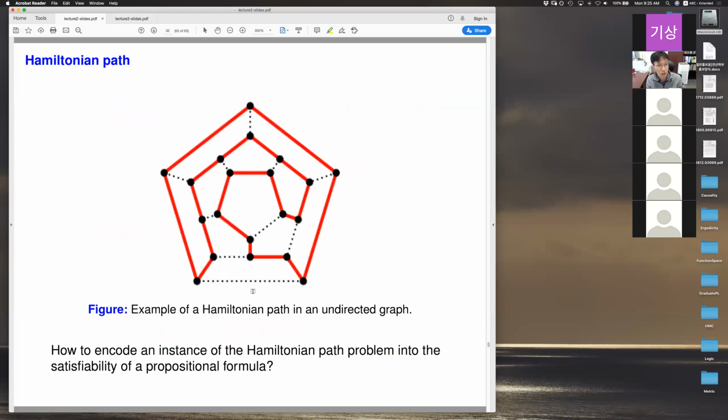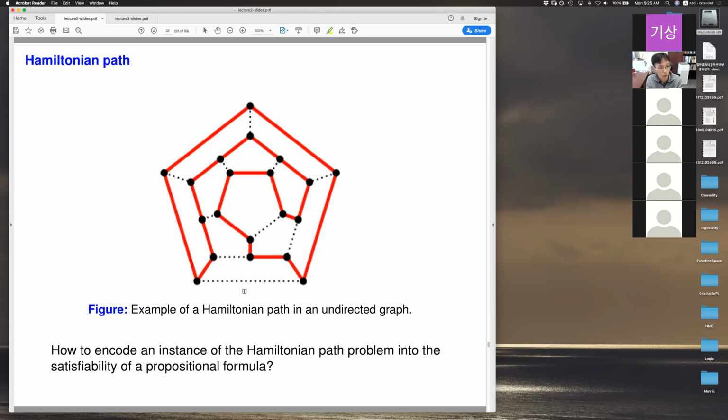Here's another puzzle that we want to solve, which is the Hamiltonian path problem. A Hamiltonian path is a path over a graph which visits every vertex, or every node, exactly once. And actually what you see in the figure on this slide is not a Hamiltonian path, it's called a Hamiltonian cycle. But the idea is essentially the same.